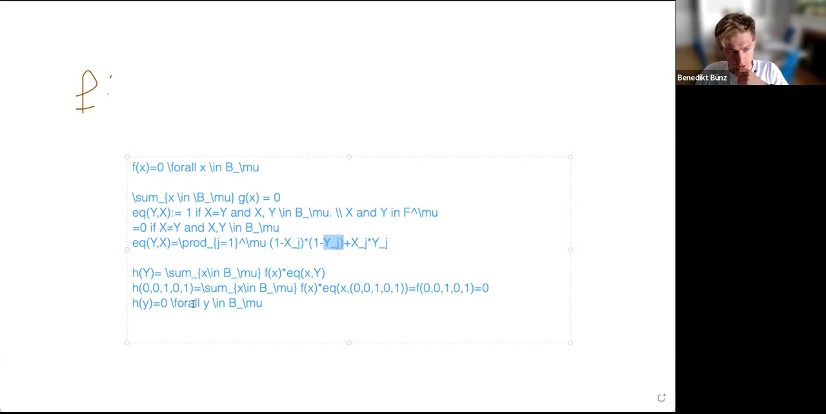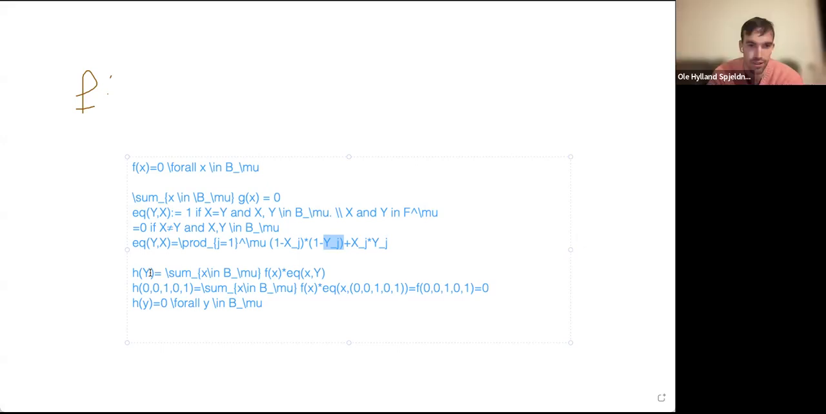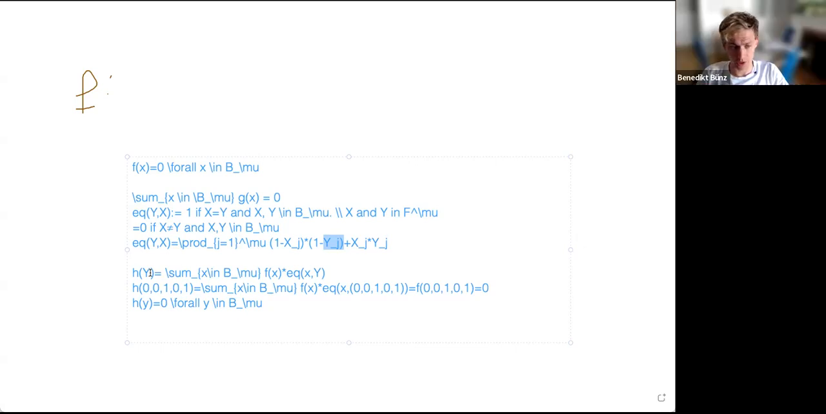Okay, so we know now that h of y is equal to 0 for all the points in the Boolean hypercube. If we know this, what else do we know about h, given the fact that it's multilinear and has mu variables? If we write out the formula of h, how many coefficients does h have? It should be 2 to the power of mu. Exactly, it should have 2 to the mu coefficients.